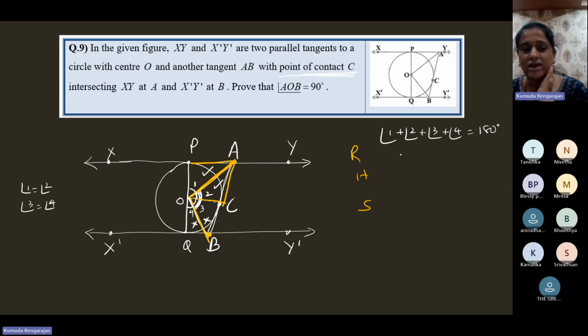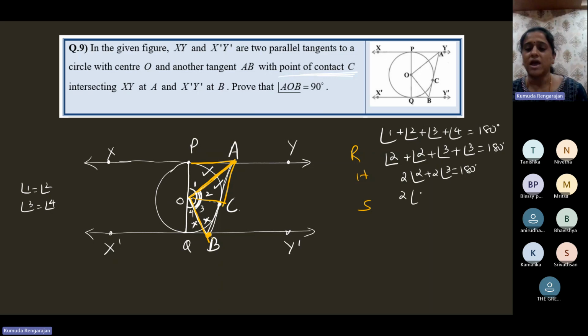So instead of angle 1, you write angle 2 because 1 and 2 are equal. Plus write 2 as it is, write 3 as it is. But instead of 4, you write 3 because 3 and 4 are equal, is equal to 180, because you want only 2 and 3. So twice of angle 2 plus twice of angle 3 is equal to 180. 2 common, angle 2 plus angle 3 is equal to 90. So angle 2 plus angle 3, which is angle AOB, is equal to 180 by 2, 90 degrees.